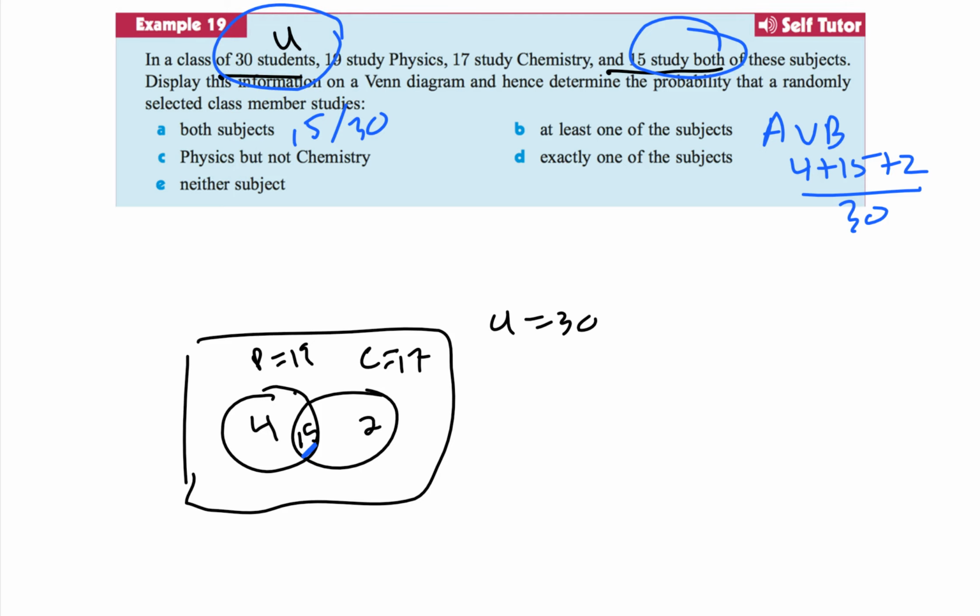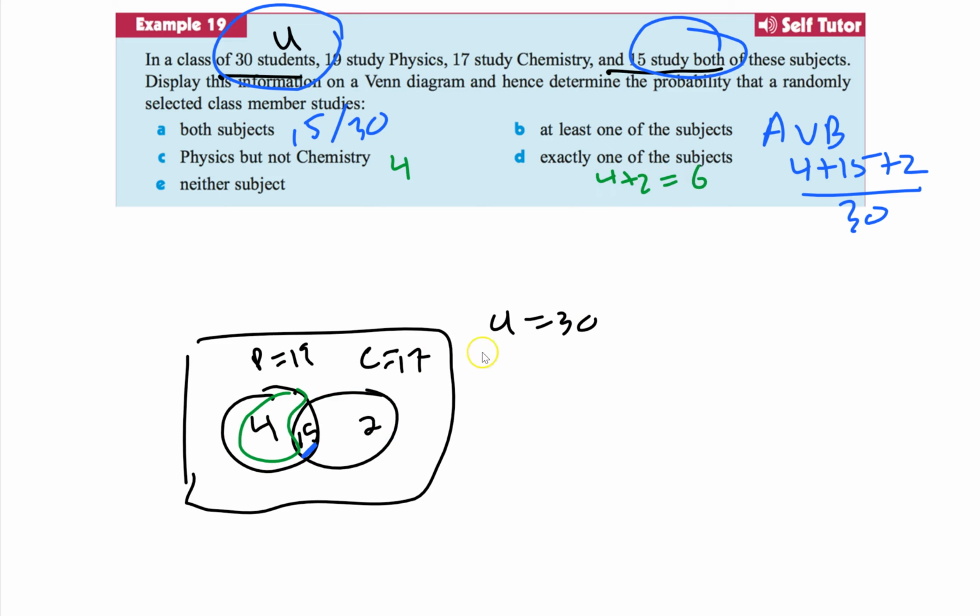How about the next one? Physics, but not chemistry, right? So you want physics people, but you don't want any of them taking chemistry. So it's only this part right here. It's like a half crescent. They're only taking physics, nothing else. So that's 4. Now, if it's one of the subjects, well, that means they're not taking both. They're only taking one. So they're either taking physics or they're taking chemistry. So 4 plus 2, 6.